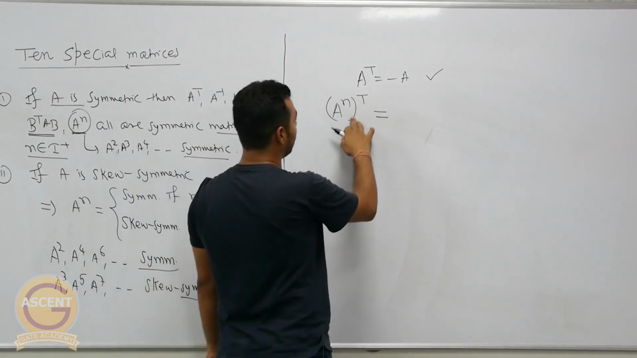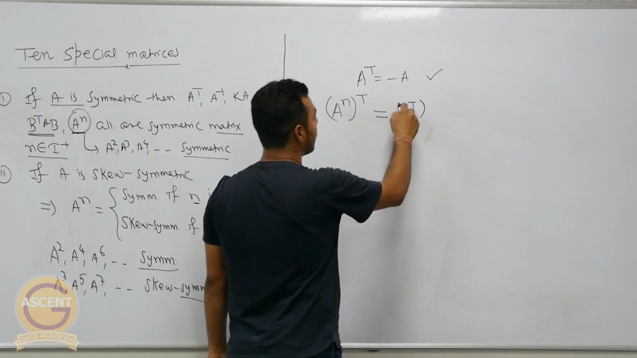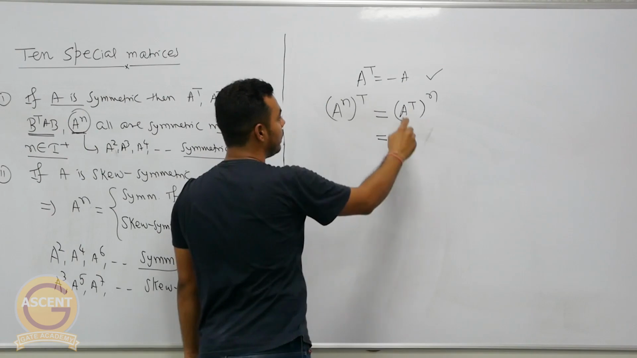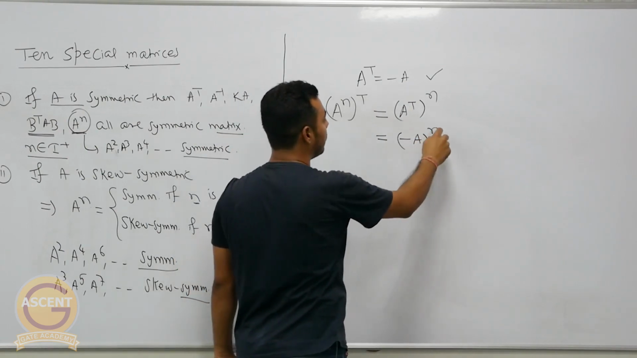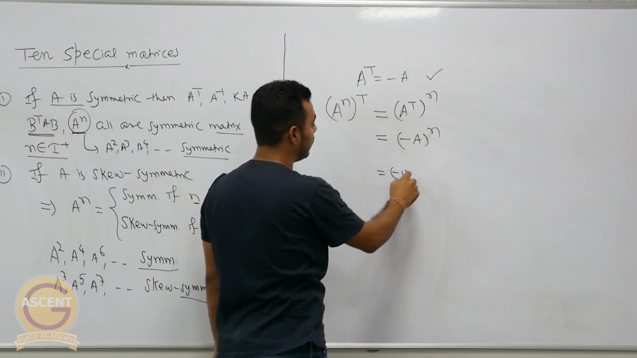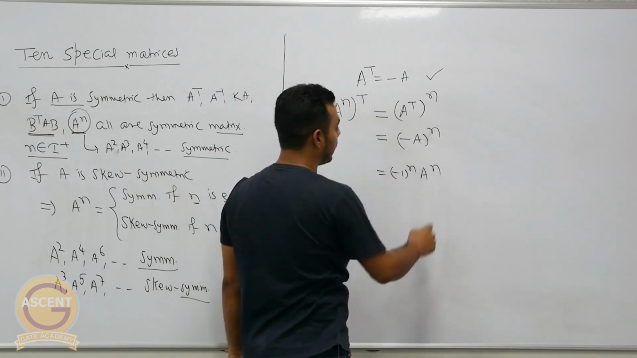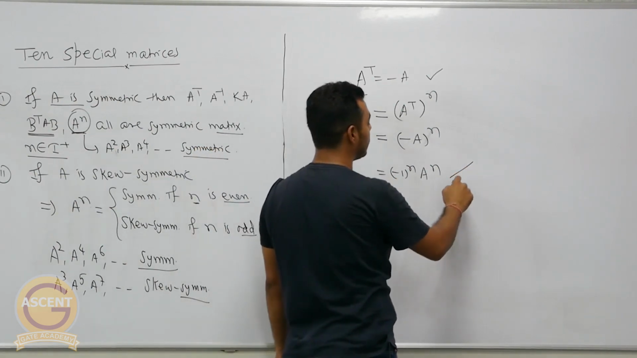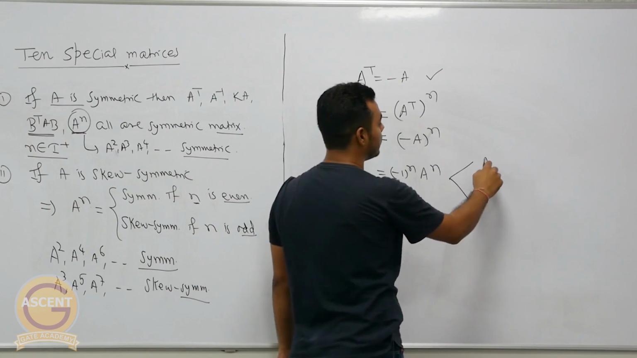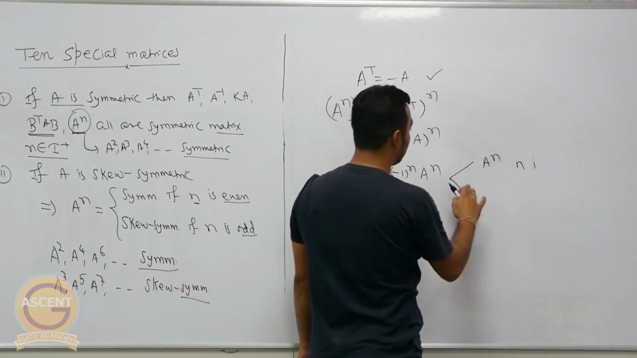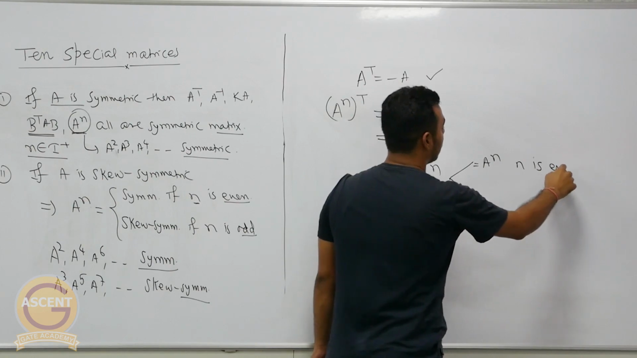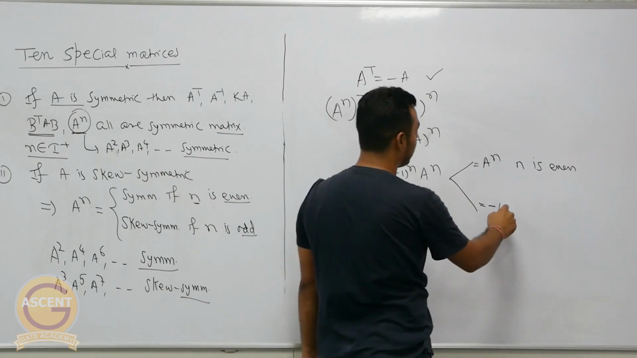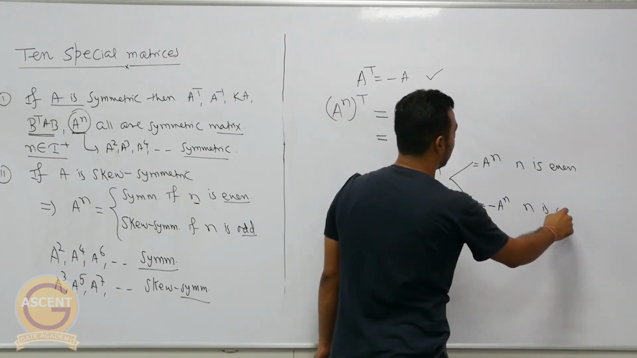So A to the power n transpose, you can write this as A transpose to the power n. And since A is skew symmetric, A transpose will be minus A. So I can write this as minus A to the power n, and this will be minus 1 to the power n into A to the power n. Now there are two possible values of minus 1 to the power n. One possible value is 1 if n is even number, so I will get A to the power n if n is even. And minus 1 to the power n will be minus 1 if n is odd, so I will get minus A to the power n if n is odd.